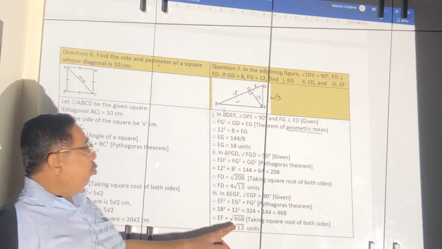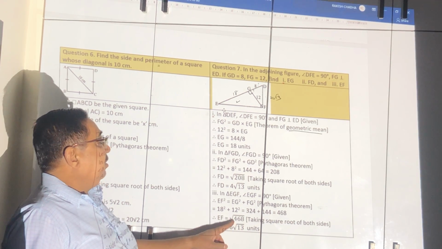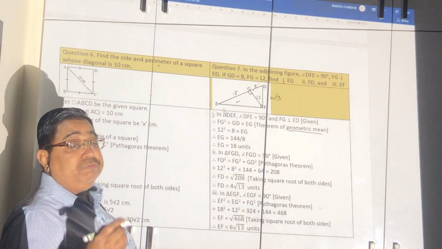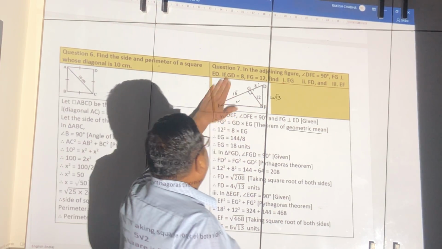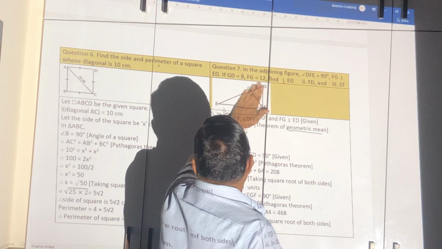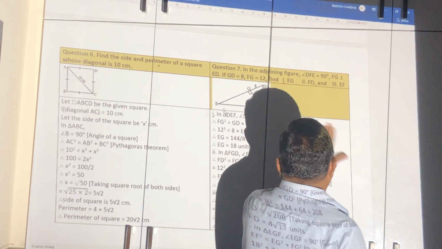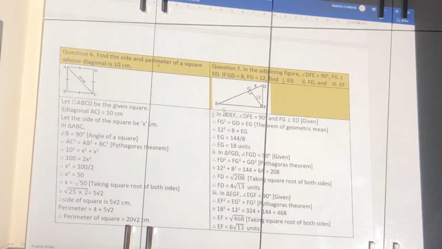Don't get worried when you get roots and all. You must learn tables. Otherwise, taking out square root is next to impossible. Learn factorization. It should be fast. Otherwise, your half day in the exam will go waste. Okay? Let's see the next sum.